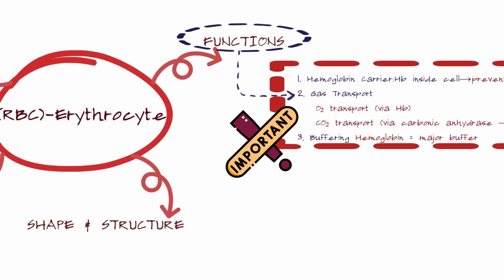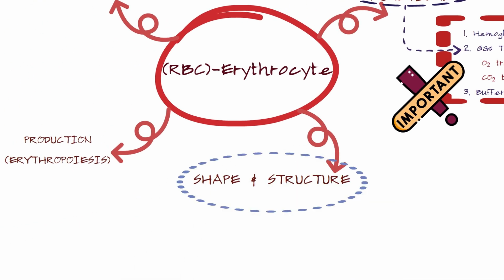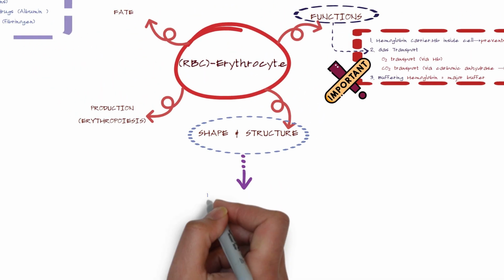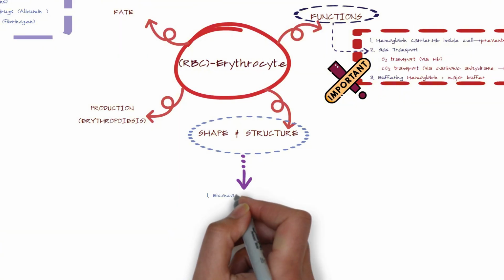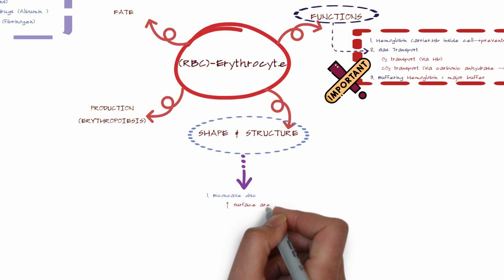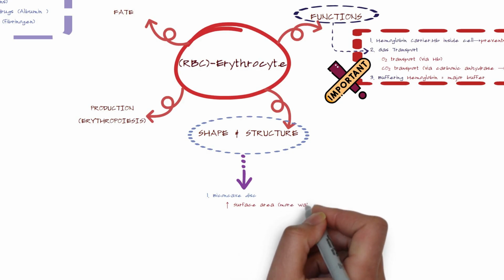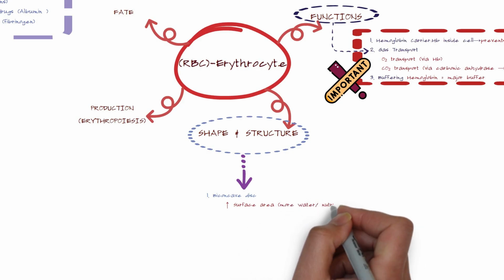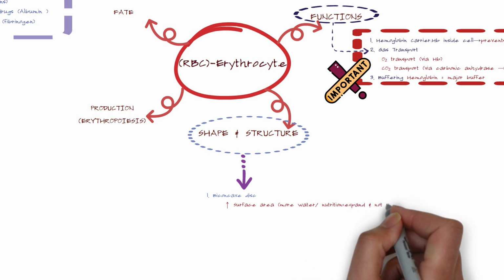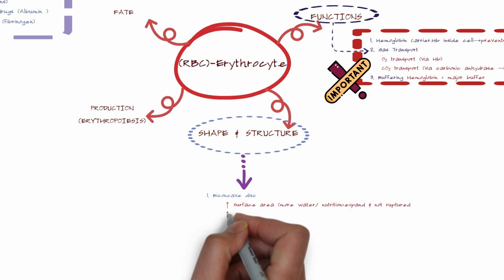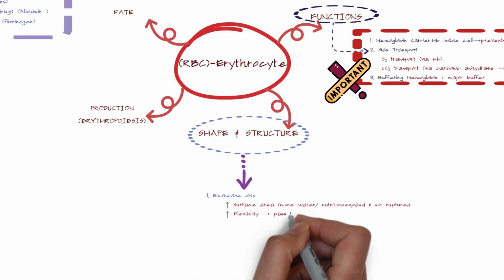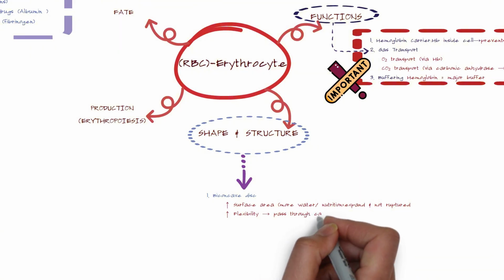What about the shape and the structure of the RBCs? The RBC is biconcave. This biconcave shape provides two major advantages. First, it increases the surface area, which enhances gas exchange and also allows the cell to expand when water enters, reducing the risk of damage. Second, the great flexibility allows the RBCs to pass easily through the narrow capillaries without rupturing.